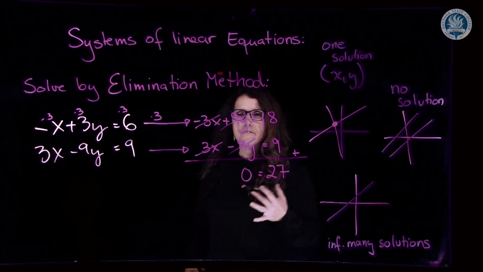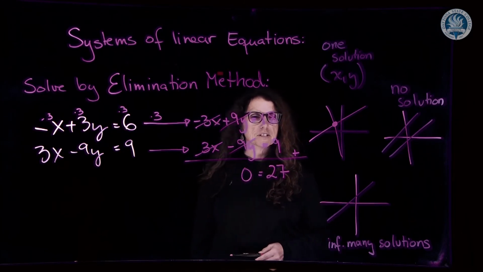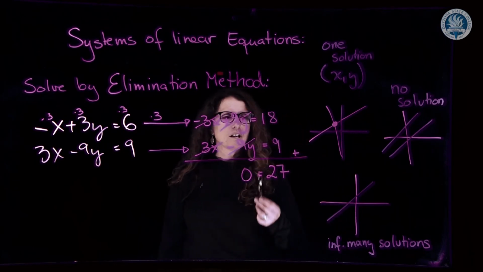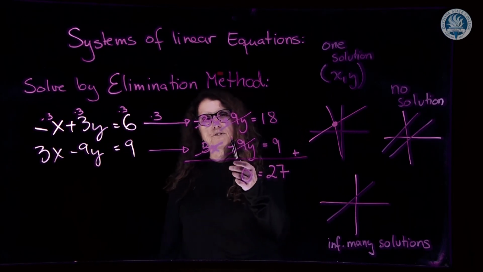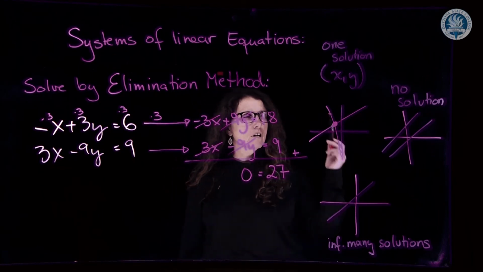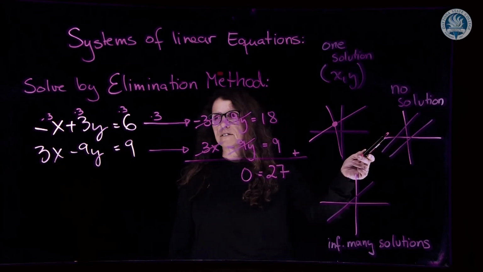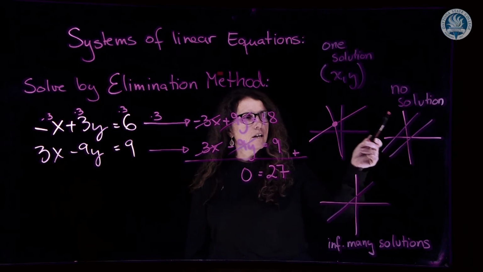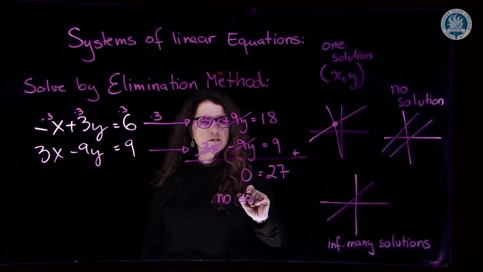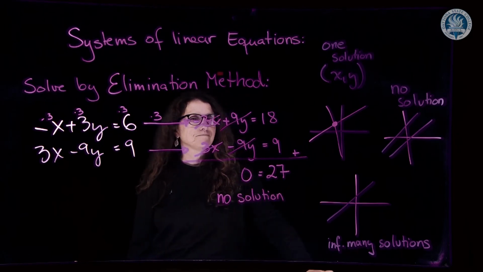So my variables all canceled out. I have 0 equals 27. Is that really true? No, that's not true. That's a contradiction. When this is the case, when you have your variables canceled out and that is equal to some kind of number, we get our parallel case. Here the lines, if we were to graph it, are parallel and we have no solution. This is our second case with no solution.